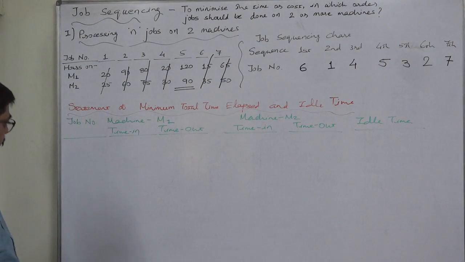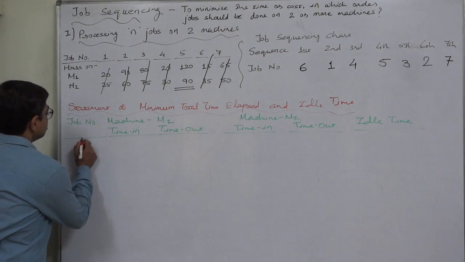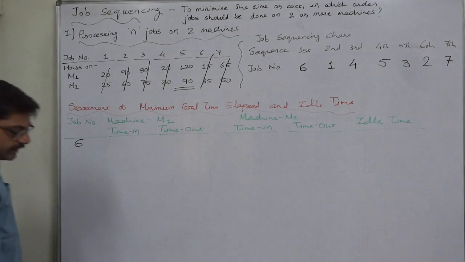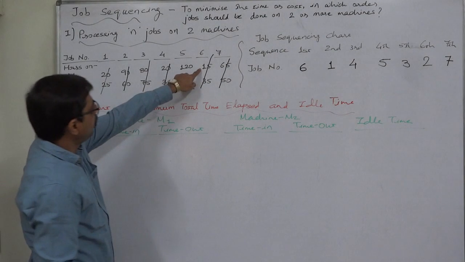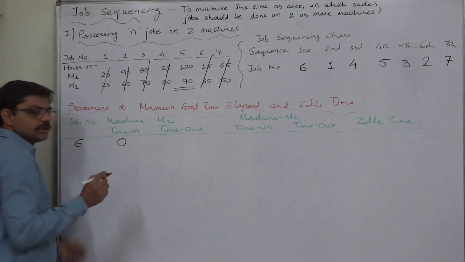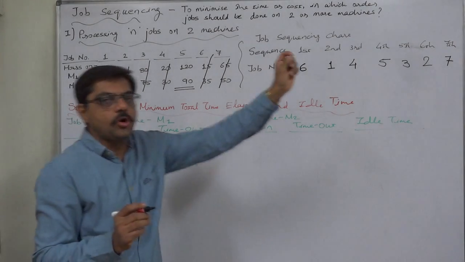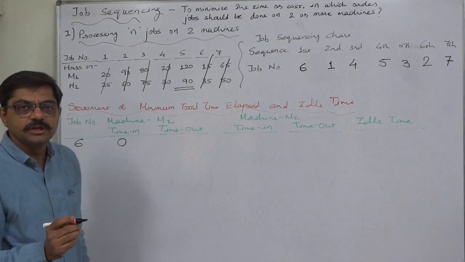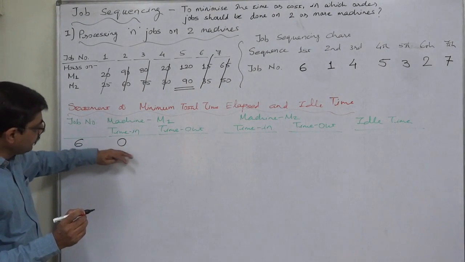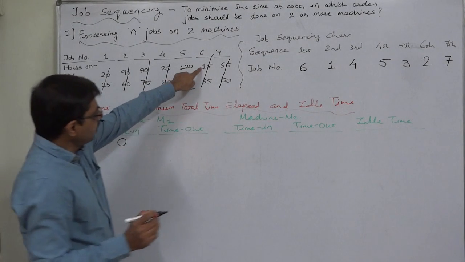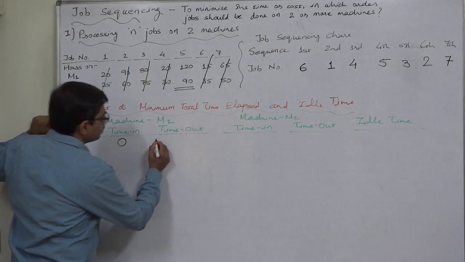Okay, first our choice is 6. The time required for the 6th job on machine 1 is 15, but its time in will be 0. That means we switch on the machine and put the job on machine 1. That is the starting point, and it is always taken as 0. It requires 15 hours. So 0 plus 15.